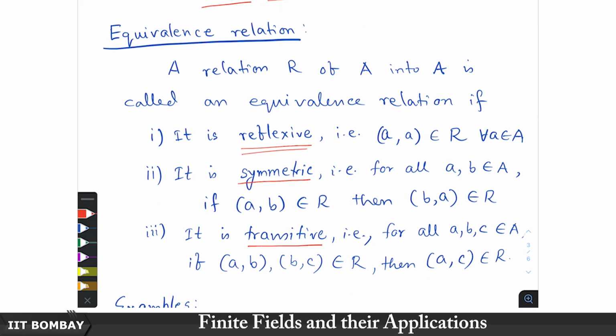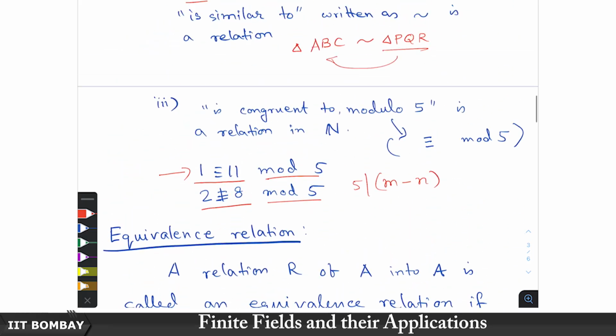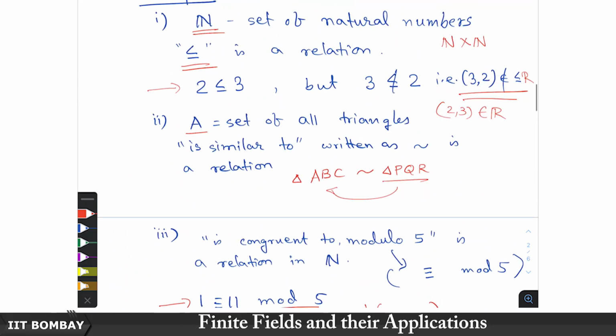Now, transitivity, this is another property which says that if A is related to B and B is related to C, then A should also be related to C. Okay. So, let us see again in this less than equal to relation, this is actually transitive, because if 2 is less than equal to 3 and 3 is less than equal to 4, then 2 is less than equal to 4 also. So, this relation is transitive.